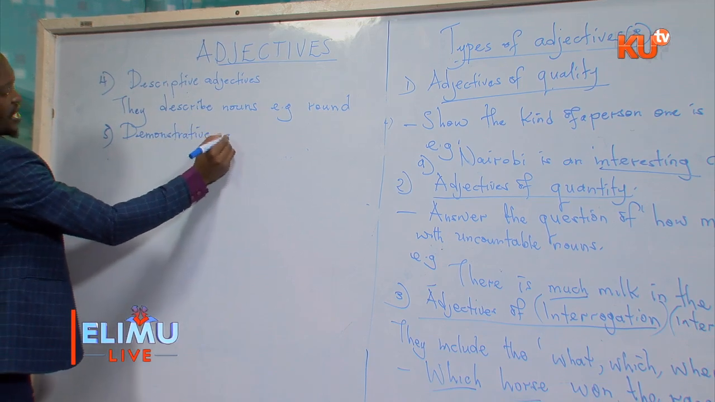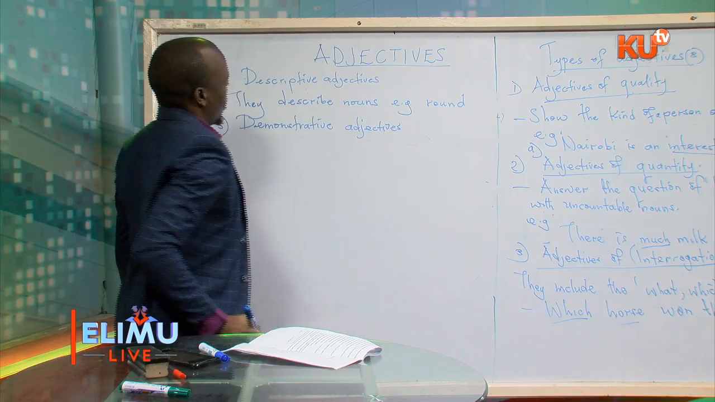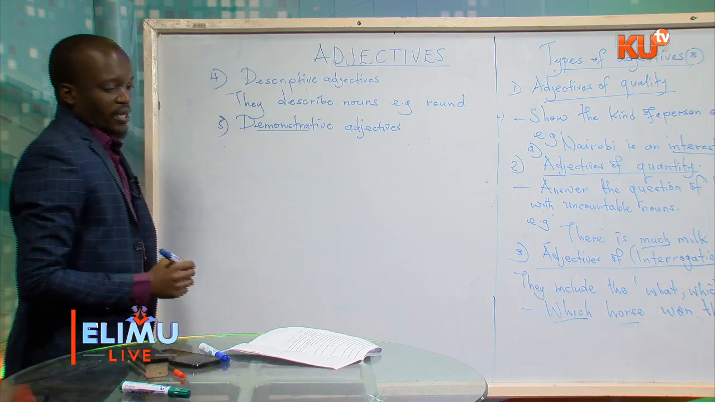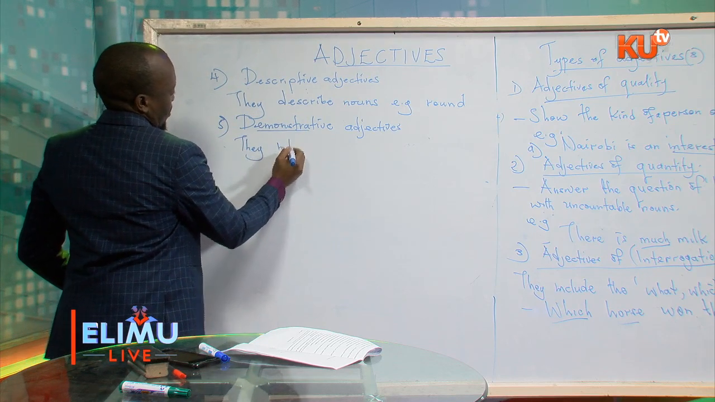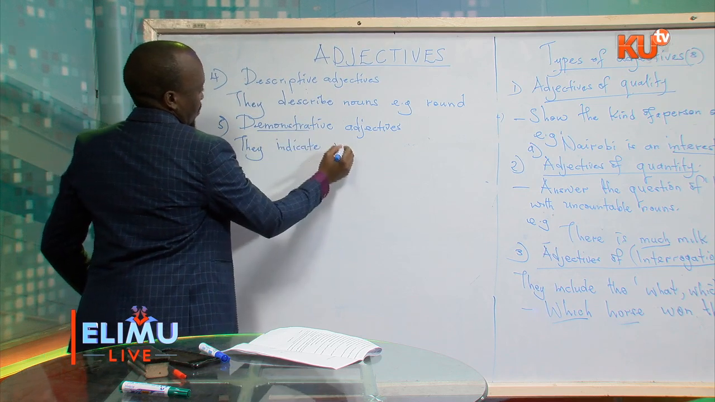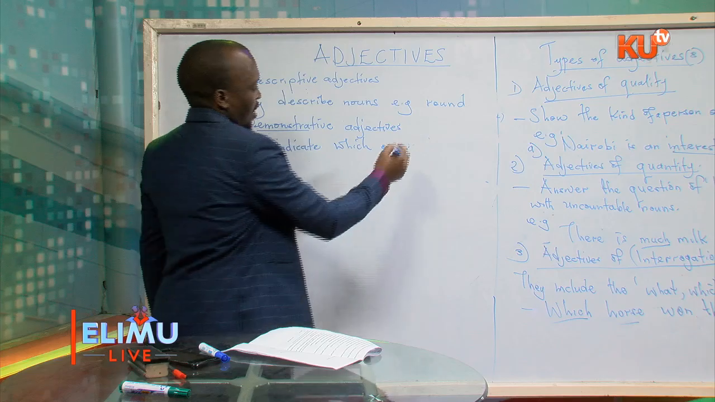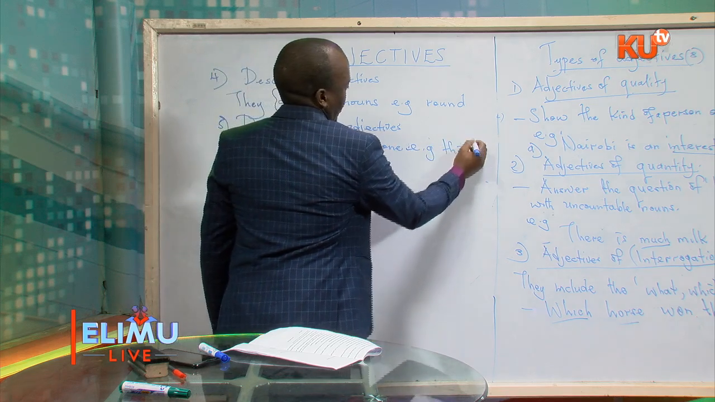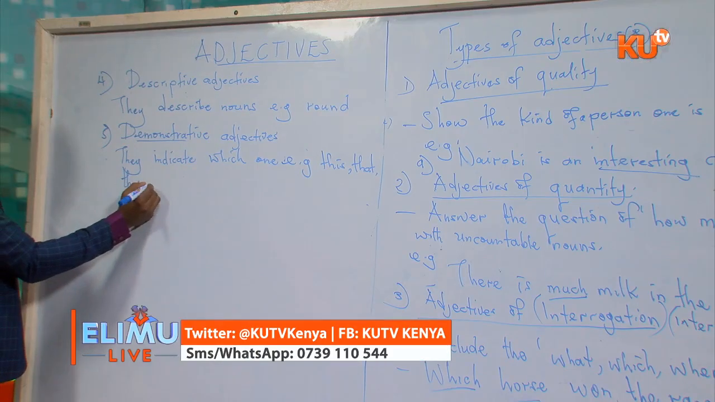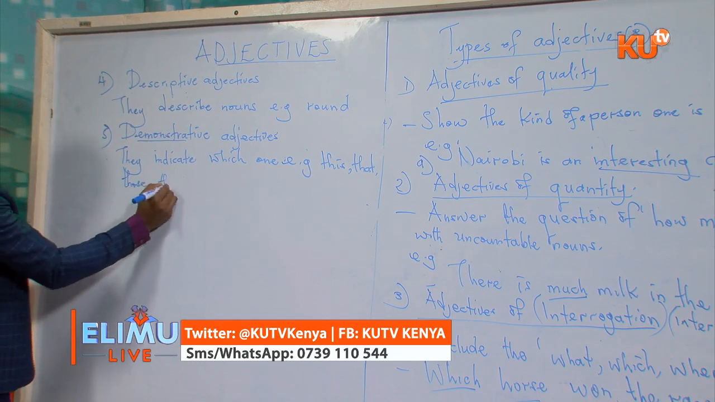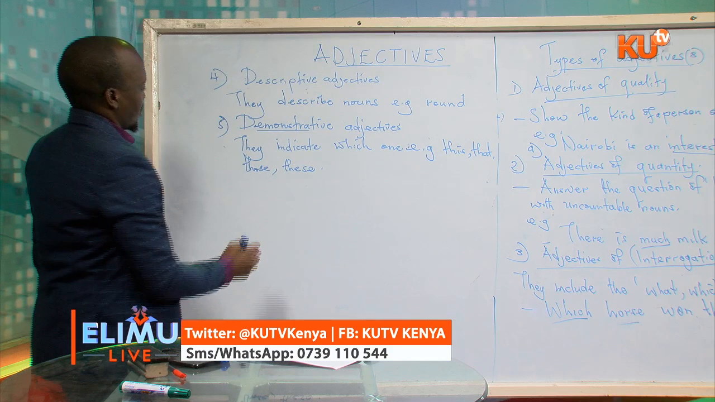The next one is demonstrative adjectives. And what do we say about demonstrative adjectives? From the word demonstrate, they indicate which one. Examples, I'll give this. When you come across ones like this, that, those, and these, all these are adjectives. Like I can say, this is the cat.